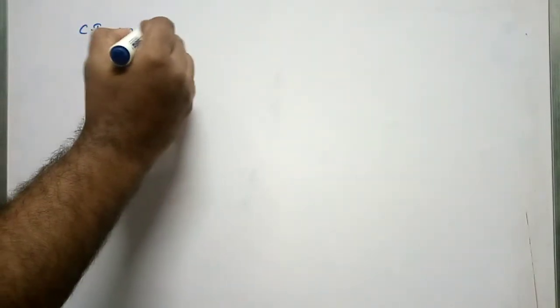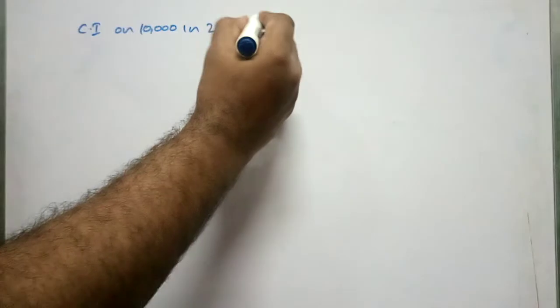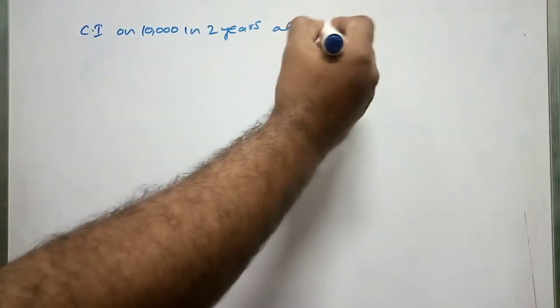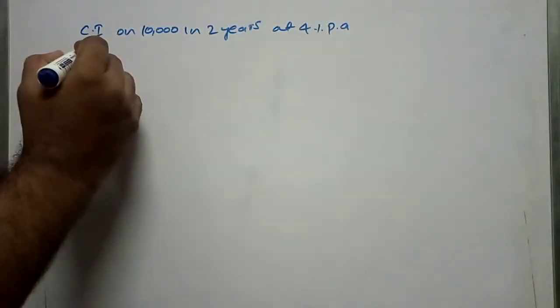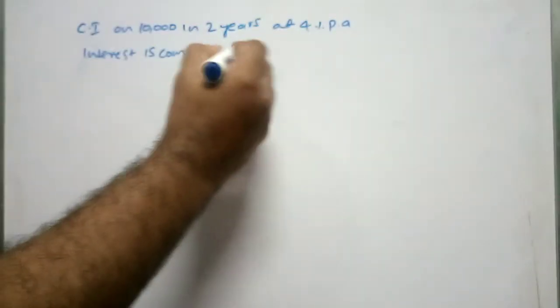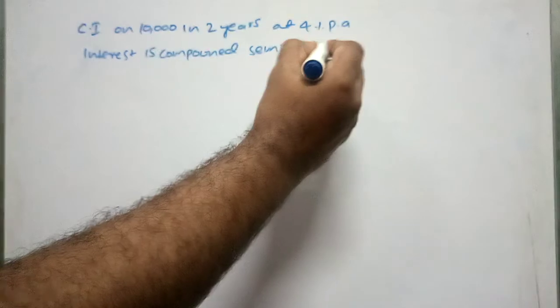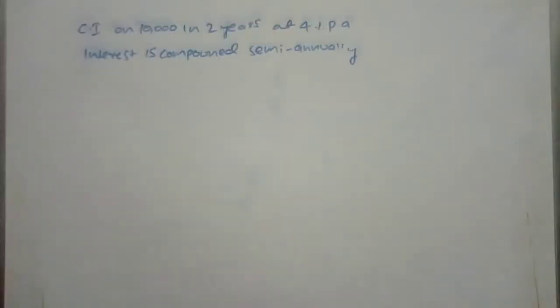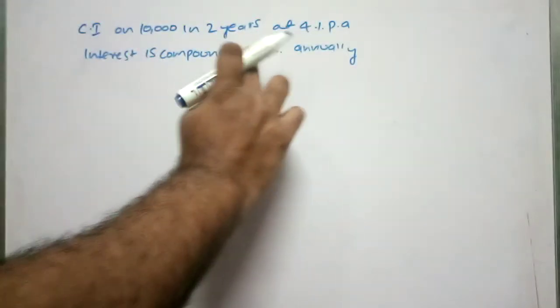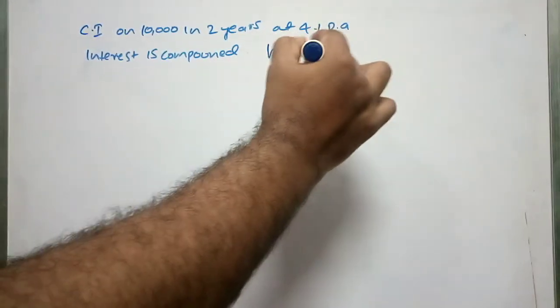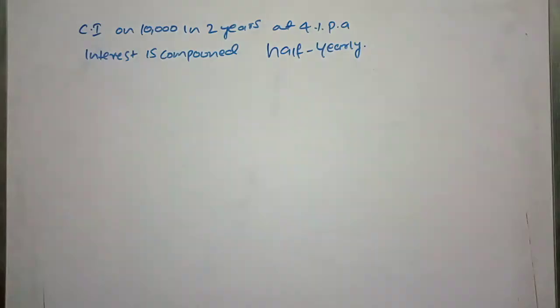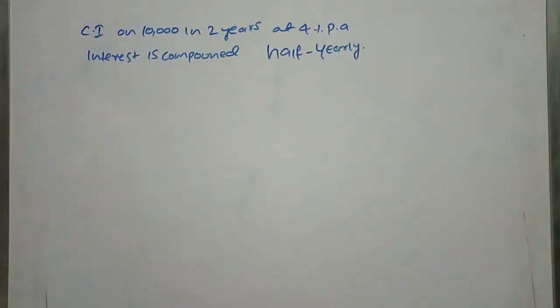For example, compounding interest we need to find on 10,000 rupees in 2 years at 4% per annum, and interest is compounded semi-annually. Okay, semi-annually means I can say half yearly, don't get confused, half yearly. So in this notation, how we are going to solve?